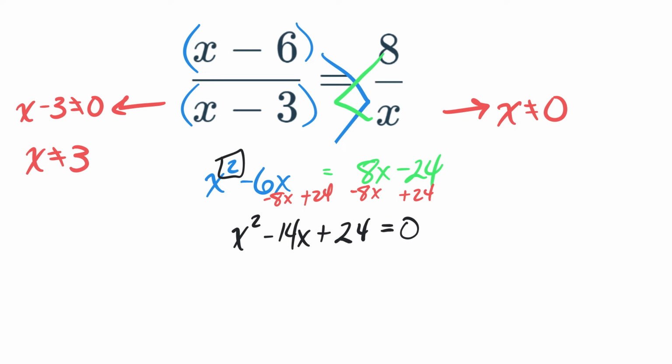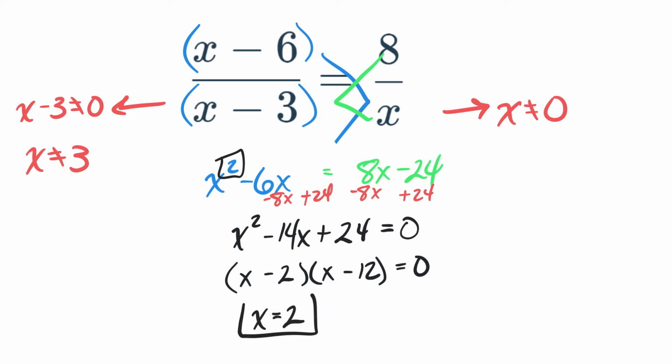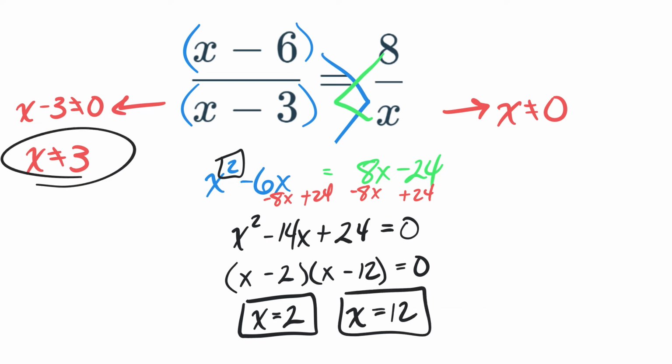Again, you can use quadratic formula or you can factor. Factoring is always going to be faster if it does factor. So we see that the factors of 24 that become 14 would be negative 2 and negative 12, which means we have a solution at 2 and we have a solution at 12. Neither of these values were excluded, so those are true solutions.